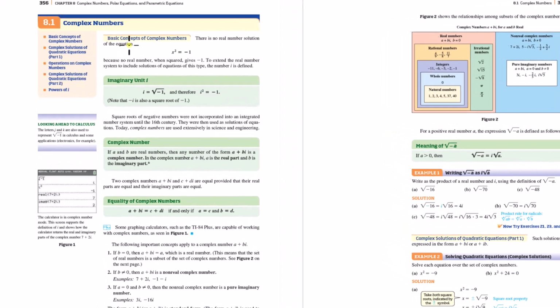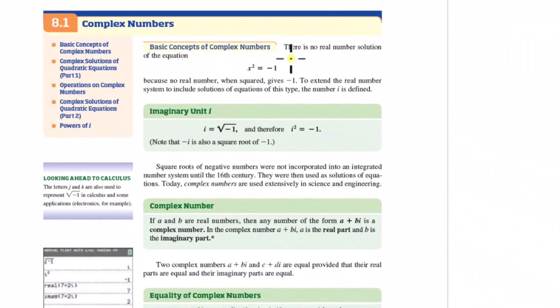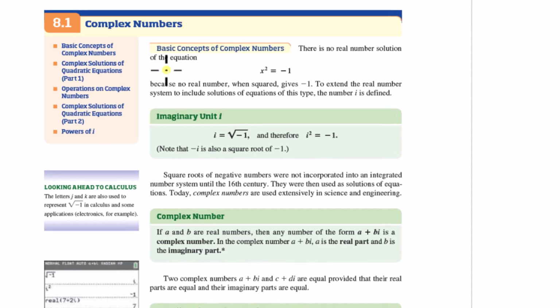Okay, the basic concepts of complex numbers. So there is no real number solution of the equation x squared is equal to -1. So before you ever heard about imaginary numbers or complex numbers, if you were given the equation x squared is equal to -1, you couldn't solve it. And why not? Because there's no real number that, when you square it, you get -1. That's the problem.